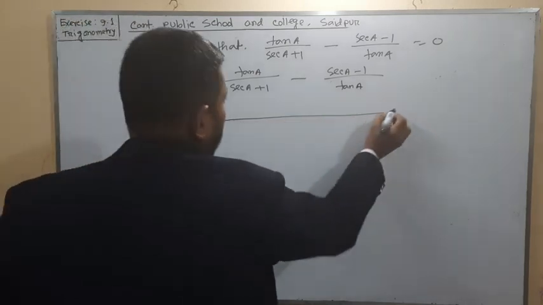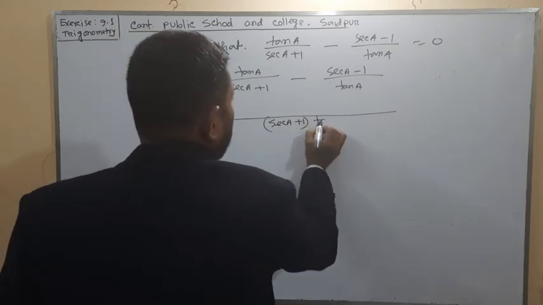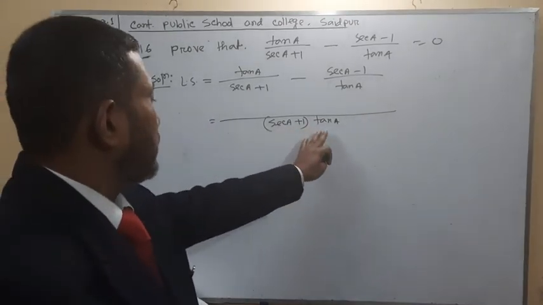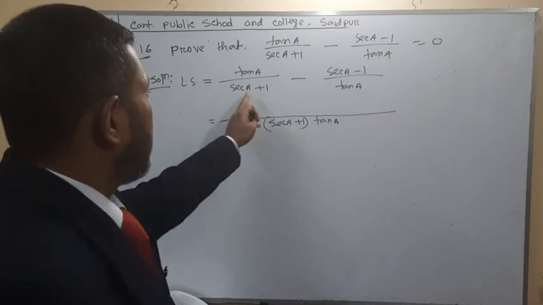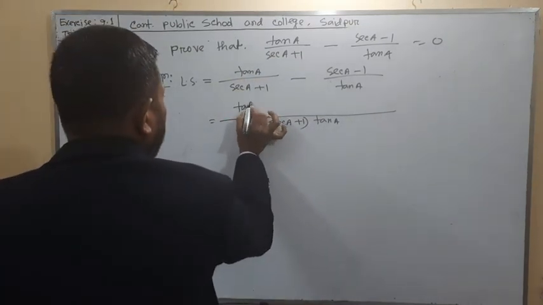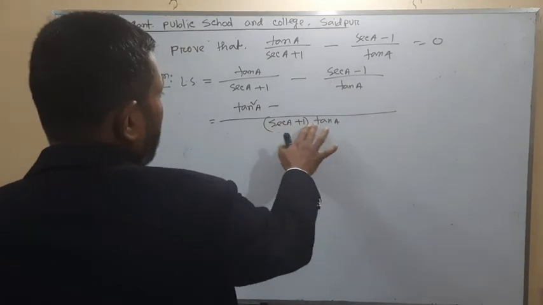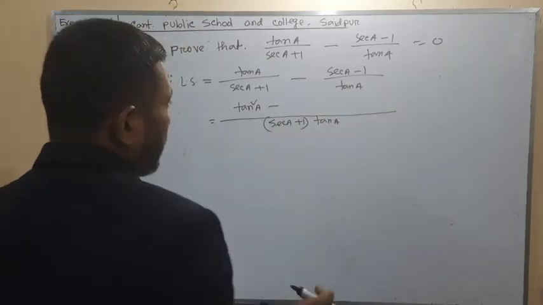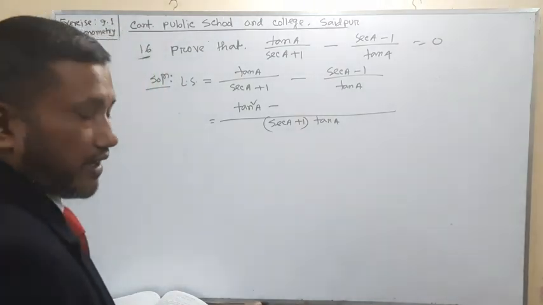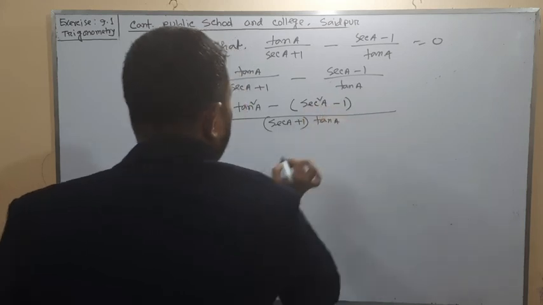I am doing LCM first. Sec A plus 1 into tan A. Then we get here tan A and tan A multiply, we get here tan square A. Similarly, if we multiply sec A plus 1 into sec A minus 1, then we get a formula, sec square A minus 1.